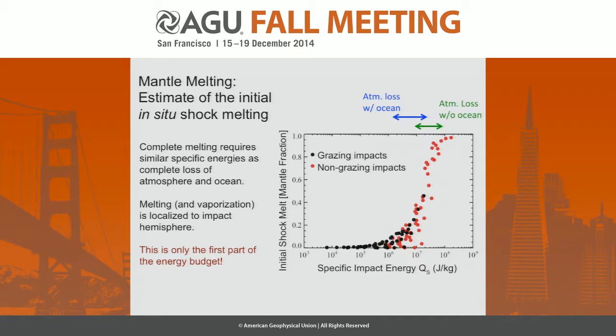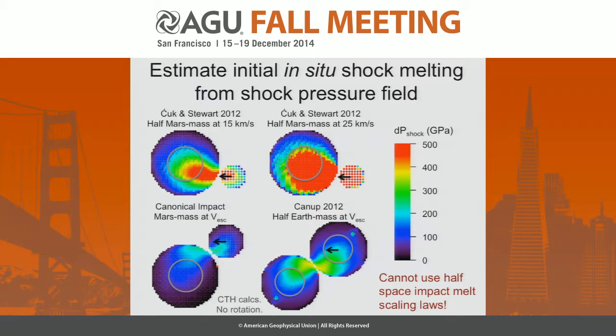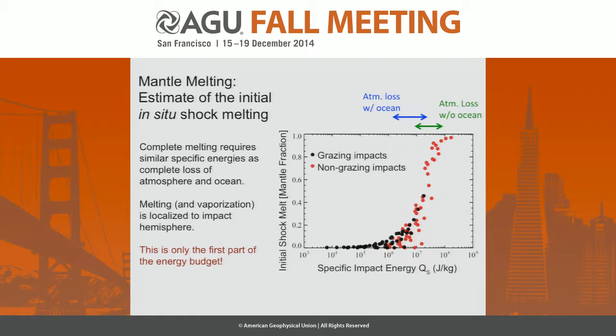So what I've calculated is the volume of the planet that would melt just from this initial shock wave, and not from later deposition of energy. So this is the volume of the mantle that will melt just from the initial shock, which is a portion of the total energy budget, versus the same specific impact energy, and this is the regime for atmospheric loss.